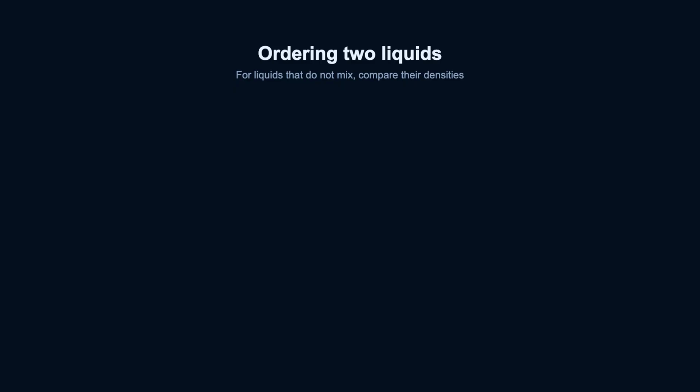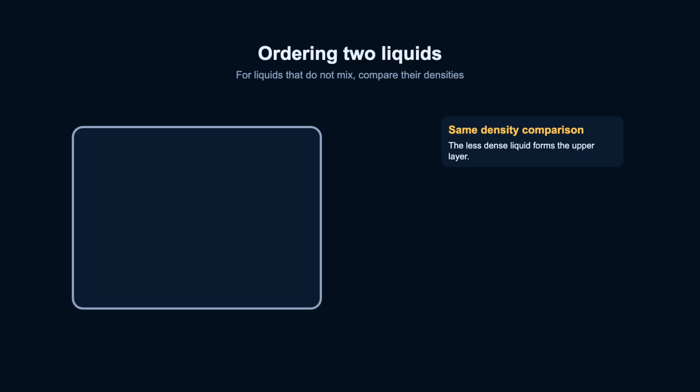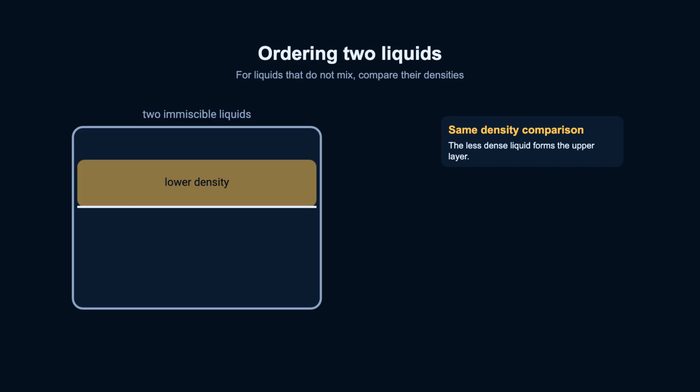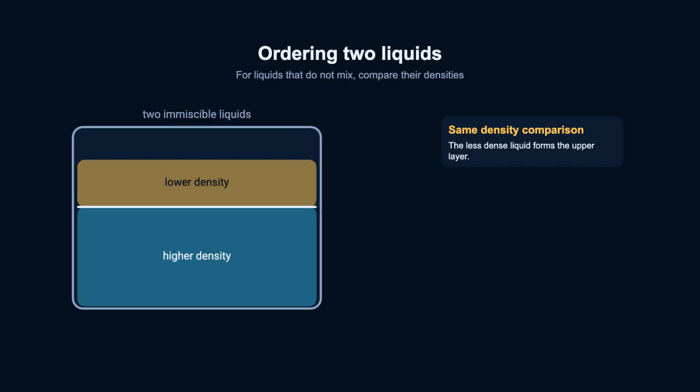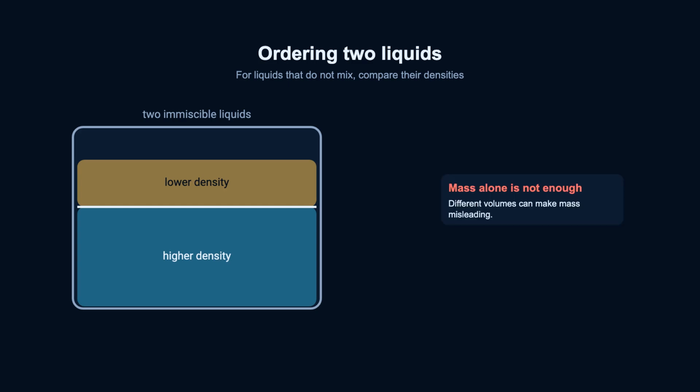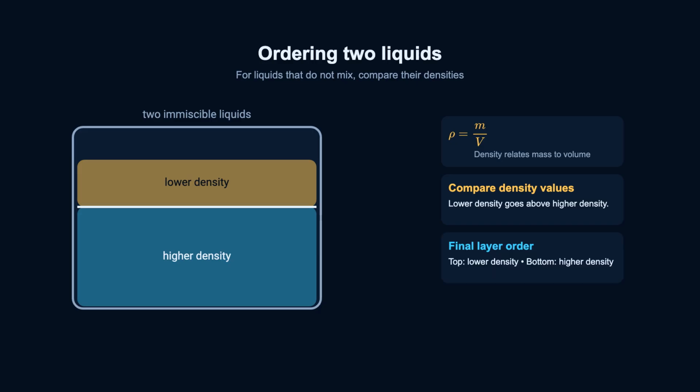Here is the supplement extension. The same comparison works for two liquids, provided they do not mix. The less dense liquid floats on the denser liquid. Their masses alone do not determine the order, because density still relates mass to volume. Compare the two density values, then place the lower density liquid above the higher density liquid.